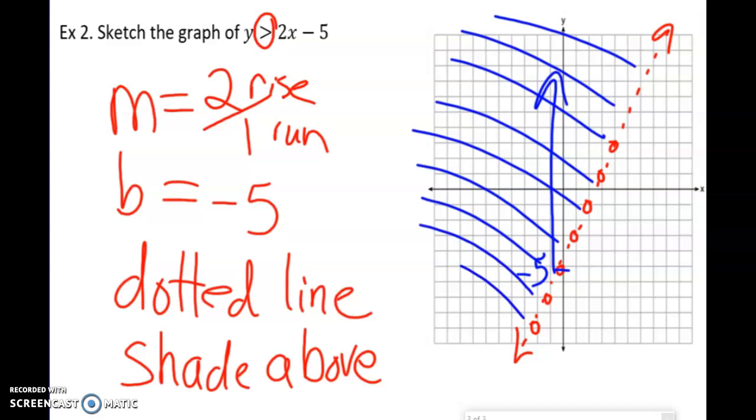Now there's a lot of different ways you can shade. I prefer kind of just that crisscrossy pattern, just with the lines. I do not really recommend the pencil shading where you put some pencil marks and you take your finger and smudge it and just make that side darker. It is definitely more difficult to see the solution area, and when we do more than one inequality on the same graph, it'll become even more difficult to tell where the answers are.